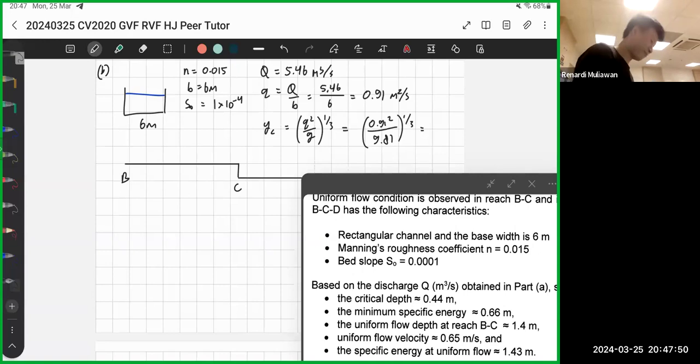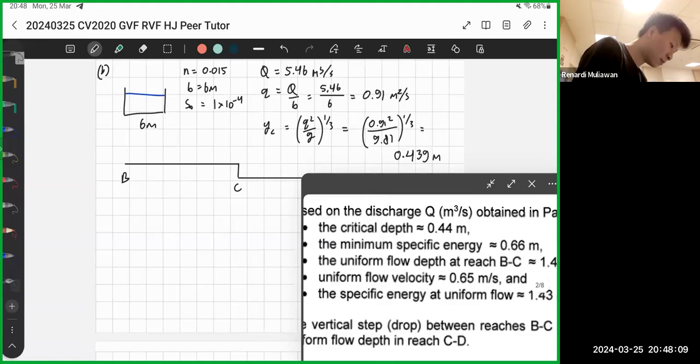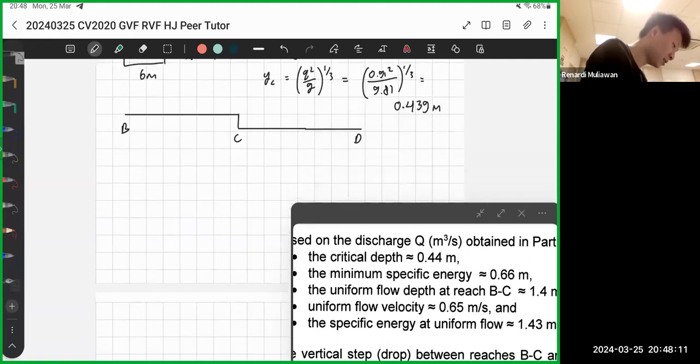Sorry, guys, I should have put this inside the sheet, but I didn't expect this. Okay, you'll get 0.439 meters. So according to this, 0.44. Correct, right? 0.44. Now let's find the minimum specific energy.